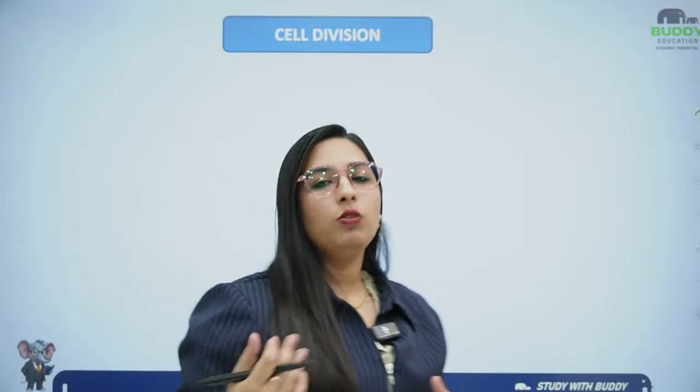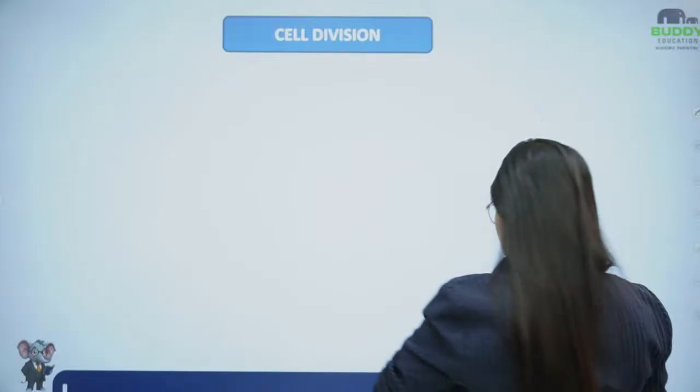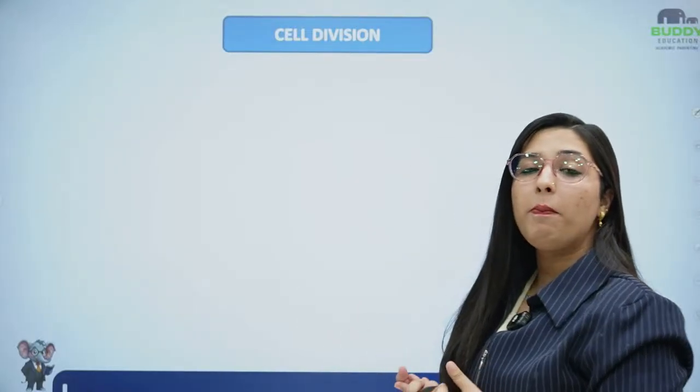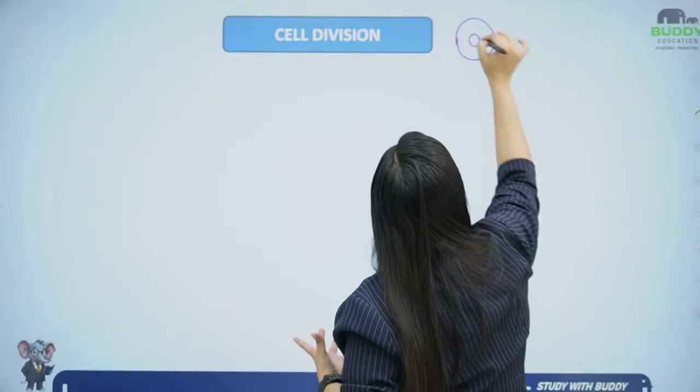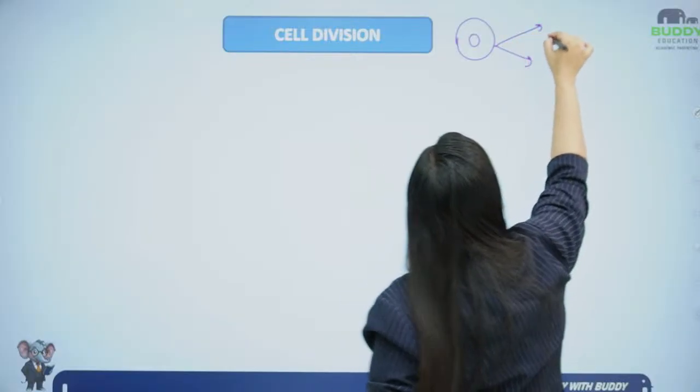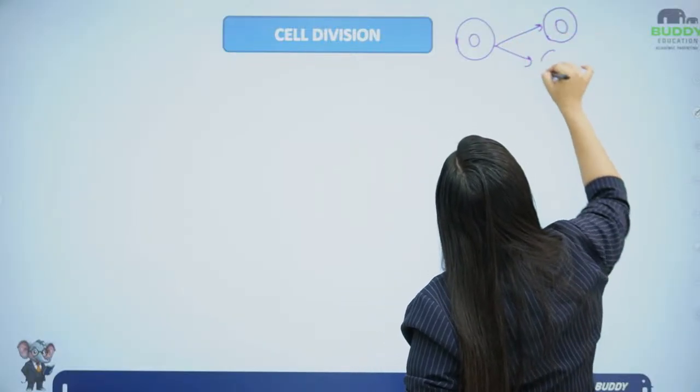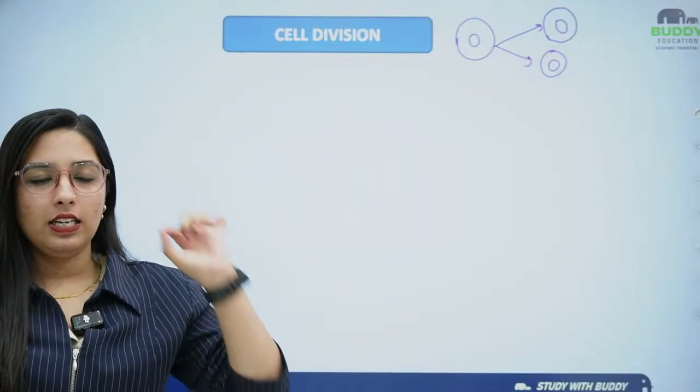So here the topic of cell ends, but where do these cells come from? They come from pre-existing cells. This was the theory given by Rudolf Virchow. Rudolf Virchow said that all new cells arise from pre-existing cells. Like if I say this is my pre-existing cell, it will give rise to new cells. This is the theory given by Rudolf Virchow, which says omni cellula e cellula: all new cells arise from pre-existing cells.